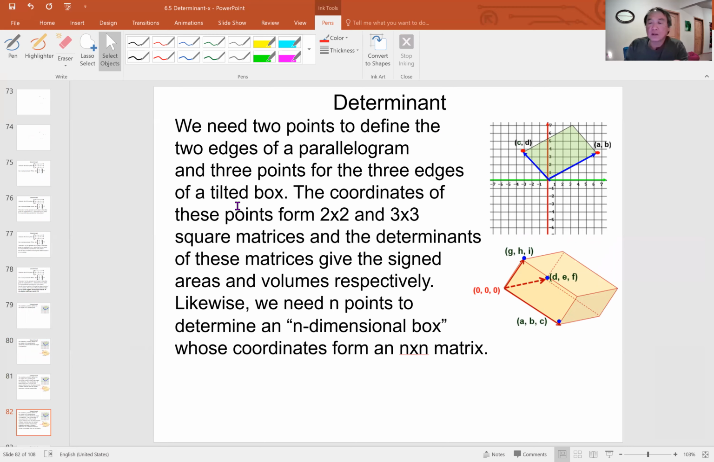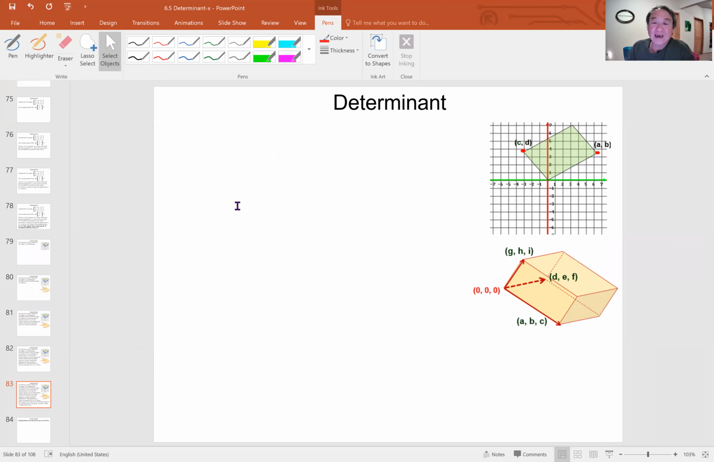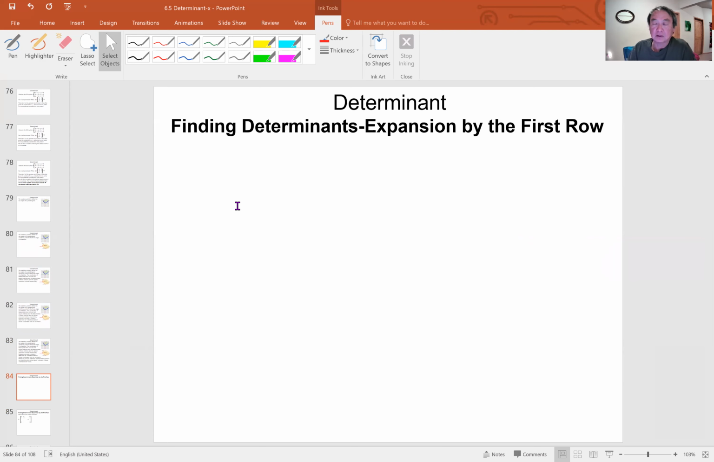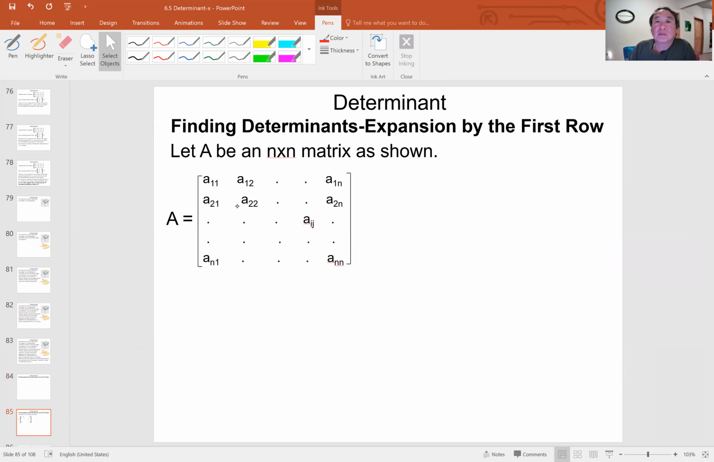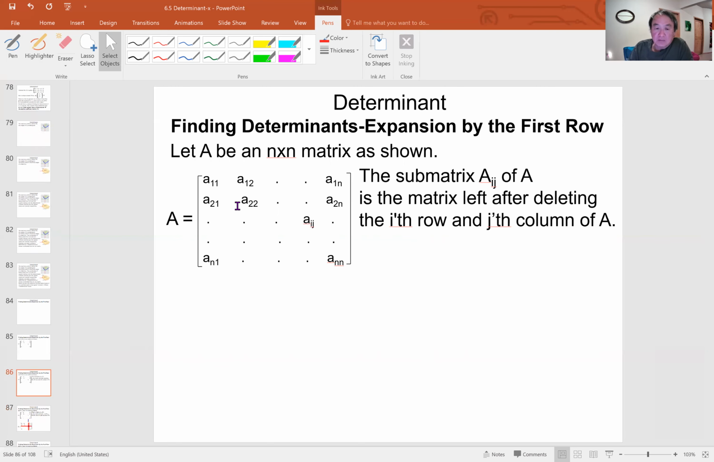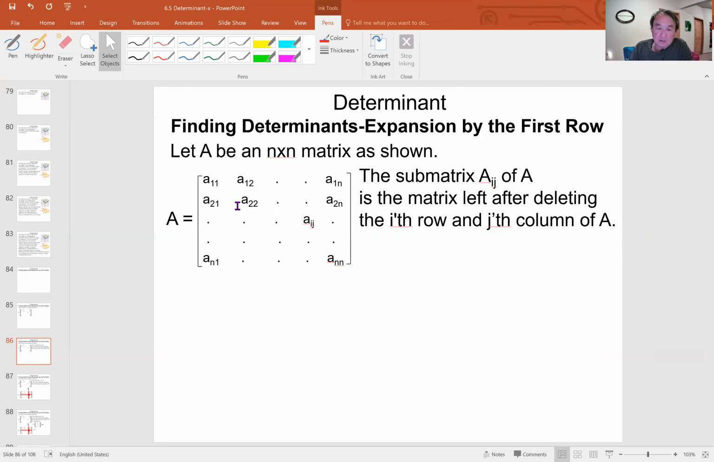For determinants, 2x2 is area and 3x3 is volume, so we can use that to generalize what we mean by the volume of an n-dimensional solid using determinants, in a sense. So here is the general matrix expansion of n by n determinants by the first row. It's just like the 3x3 one.